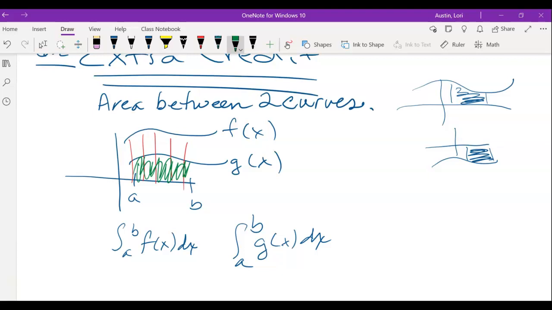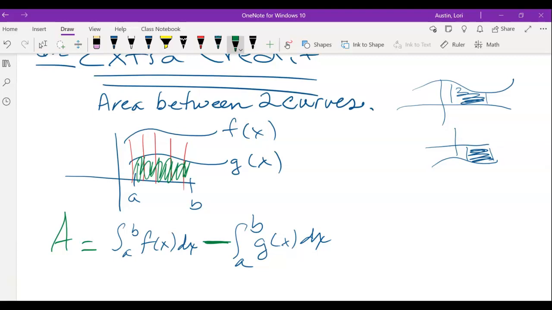I apologize. So, I want which area though? Yeah, the one that's just red without the green, right? So I got to take the entire red area and do what? Subtract out the green area. Make sense? That's it. So the area is going to equal the integral from a to b of f of x minus the integral from a to b of g of x.